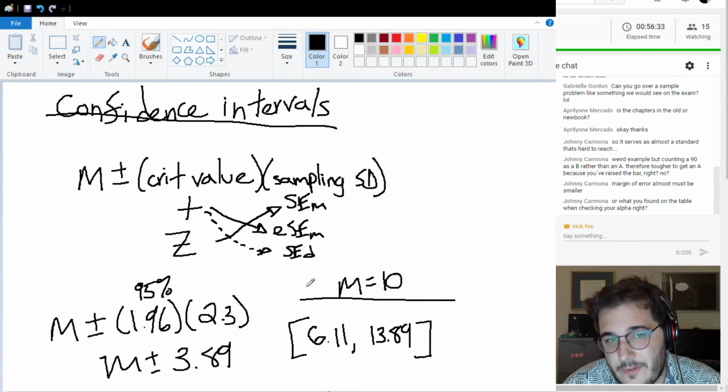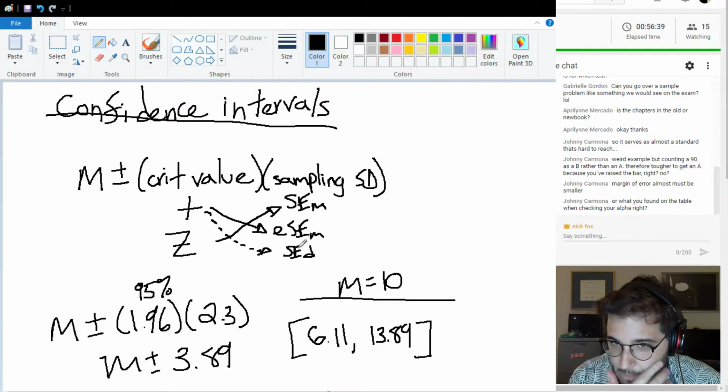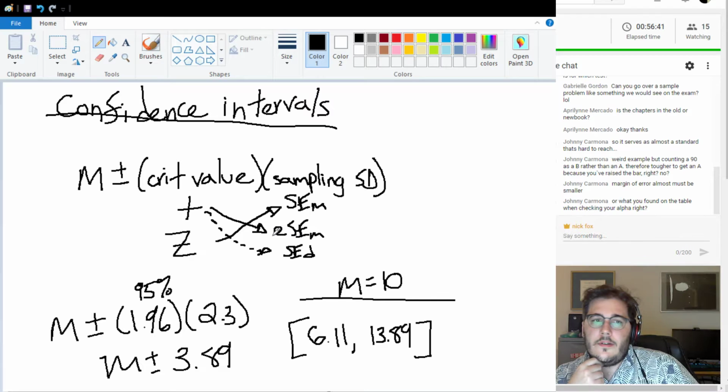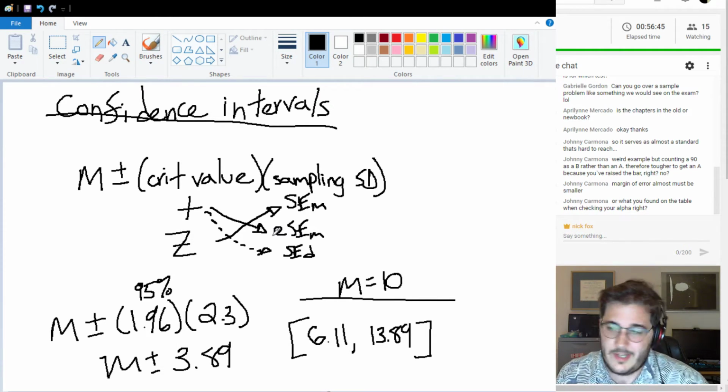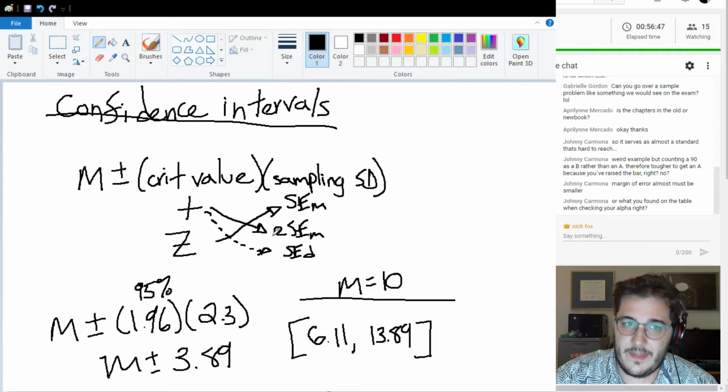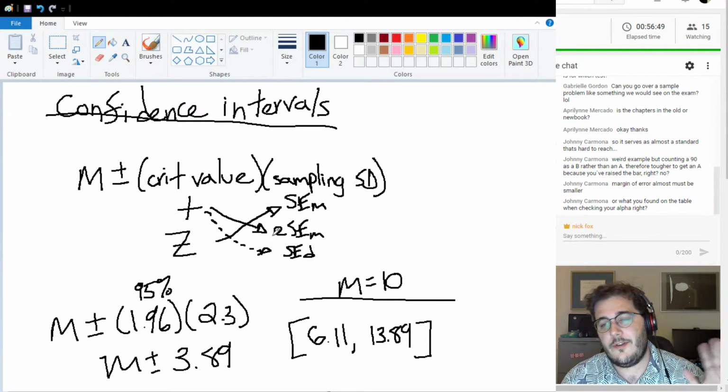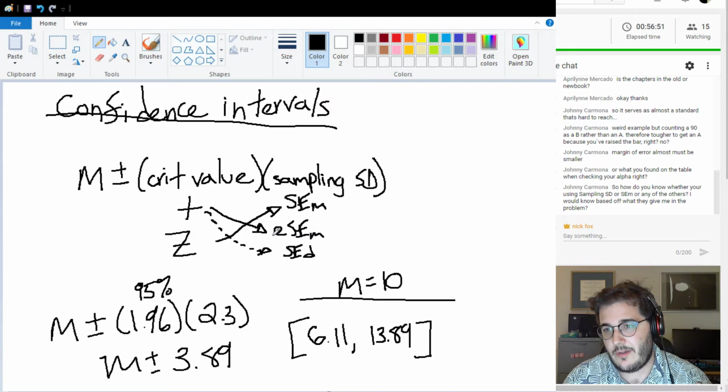This is not out of your wheelhouse. This is something that they could ask for, so it's not crazy. So that's confidence intervals. Was there more that you were interested in on confidence intervals? It follows that formula of your mean plus or minus some critical value.